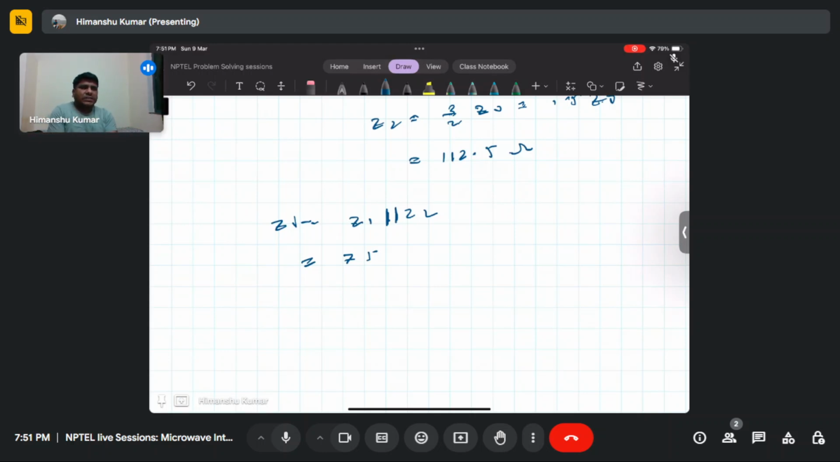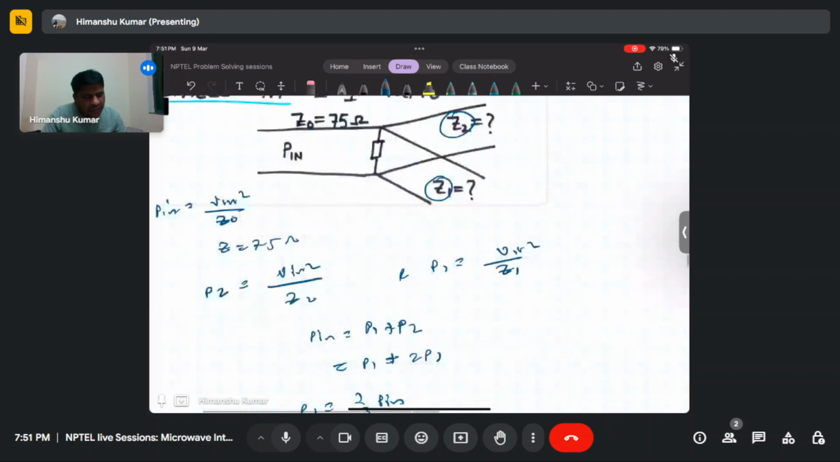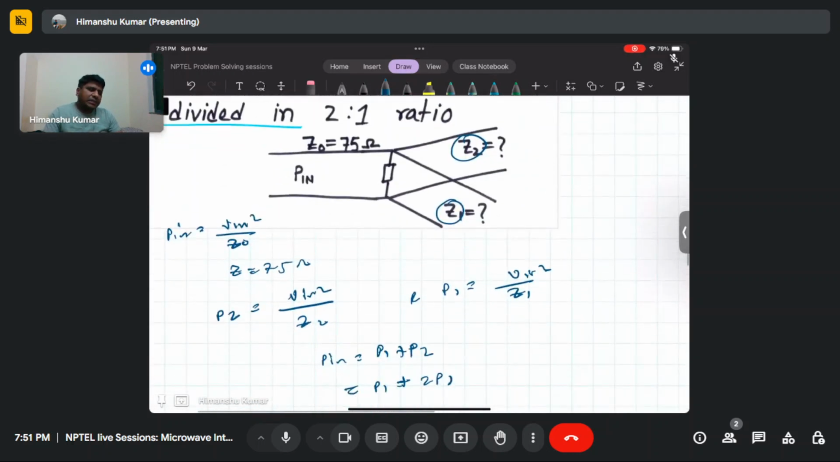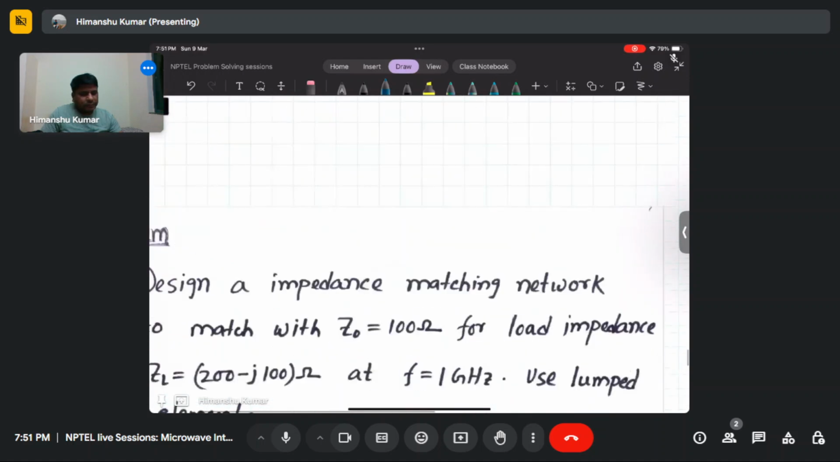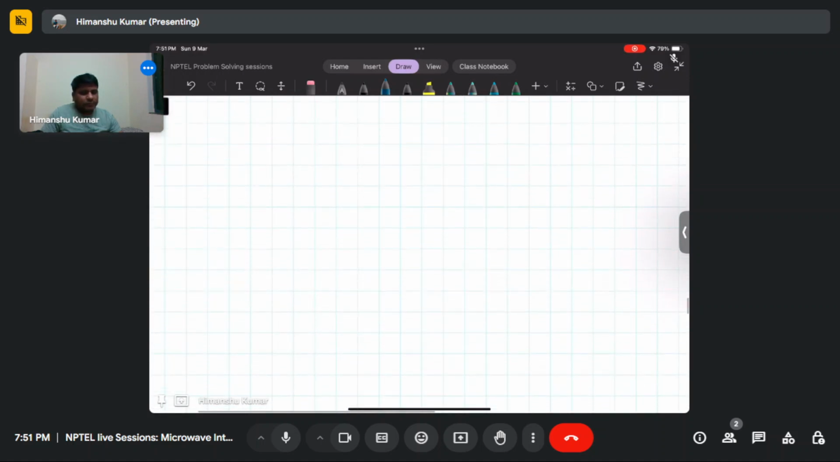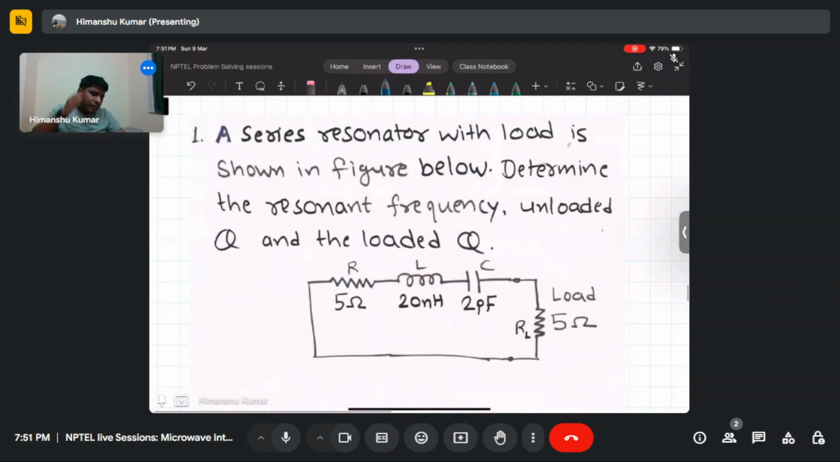So that was the problem of designing a T junction kind of power divider circuit. If you have any doubt, you can ask. Okay, so let's move to the next problem.